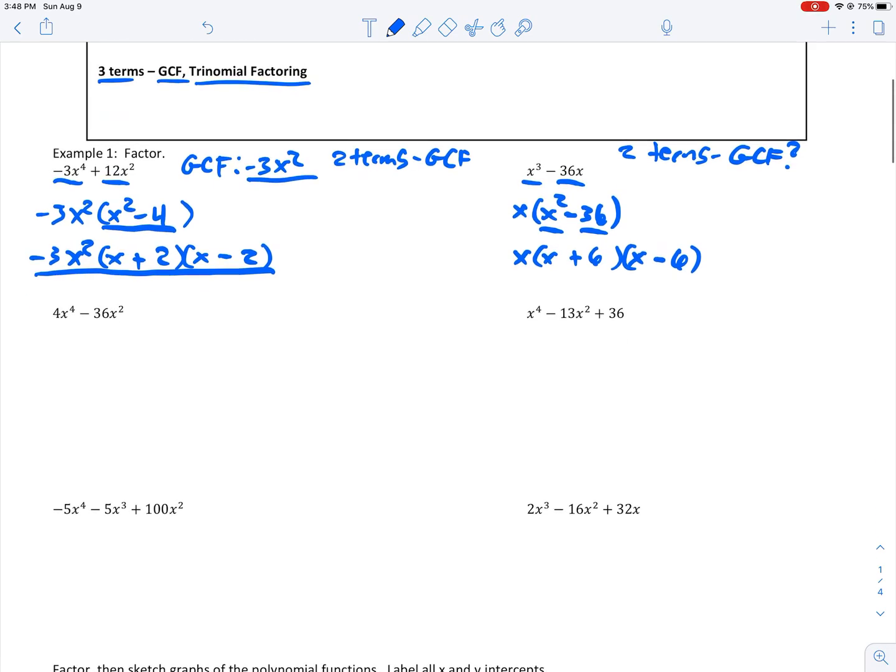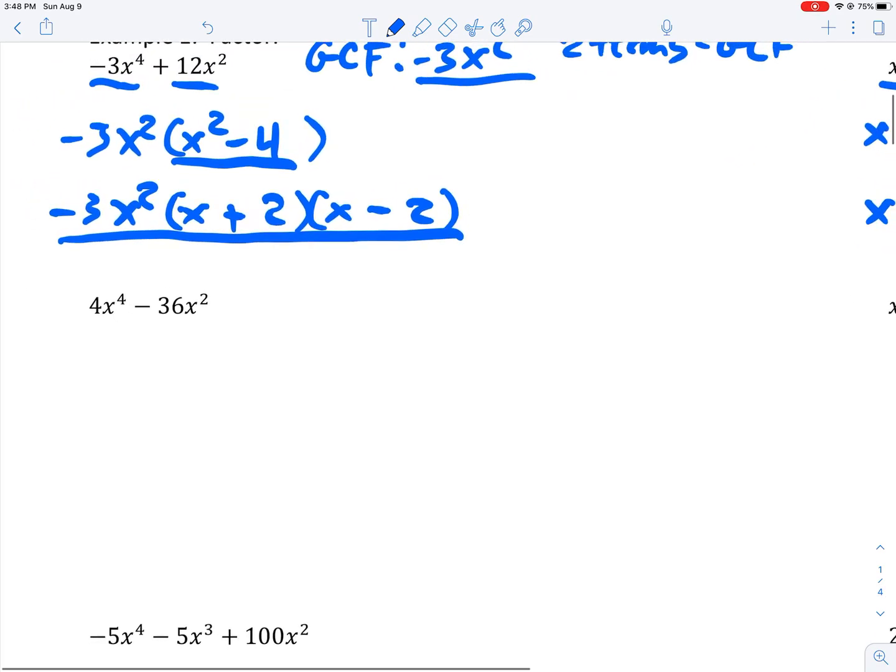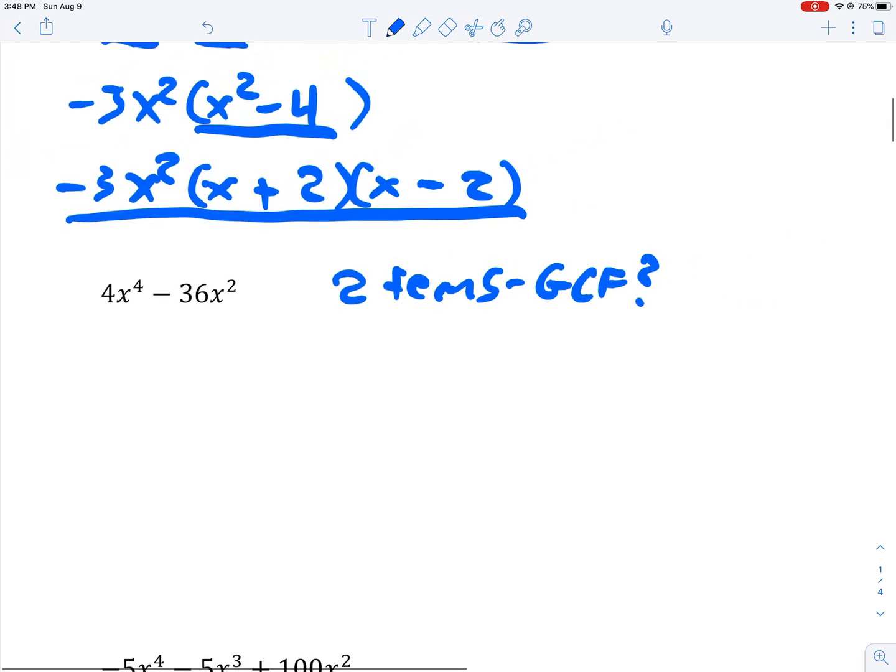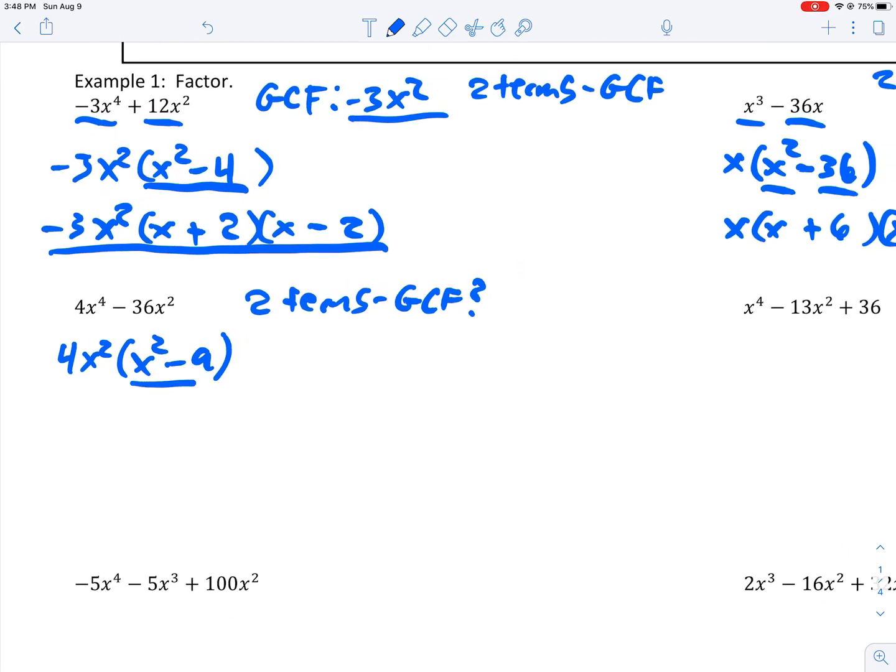Okay. Next example, again, 2 terms. So I'm thinking GCF possibly. Maybe a difference of squares, we'll see. So I can factor out a 4 and an x squared. So this will give you x squared minus 9. Again, difference of squares. So 2 binomials. The only difference is one's plus, one's minus. x, x, 3, and 3. So you're going to see difference of squares a decent amount of times, so be aware of that. GCF's quite a few times.